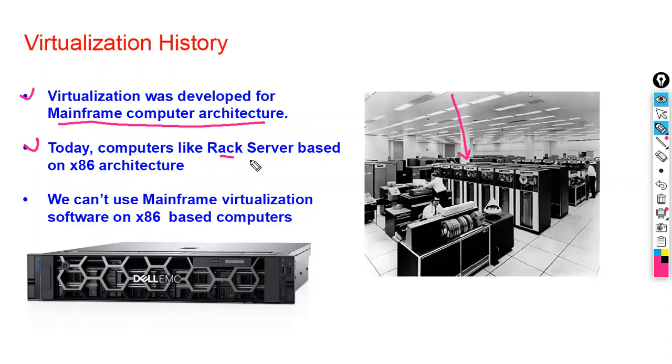Today, computers like the rack server, this is the rack server, are based on x86 architecture. So the architecture of a mainframe computer and a rack server is different. We can't use the mainframe virtualization software on x86 based computers, because the architecture is different, so we can't use the mainframe softwares to virtualize the rack servers.